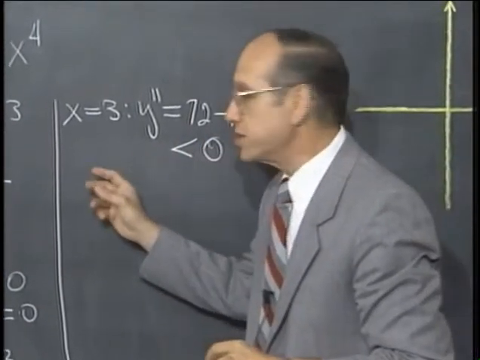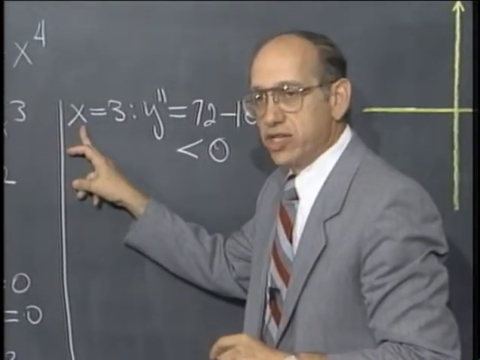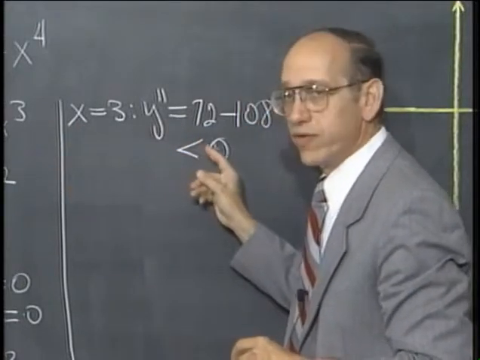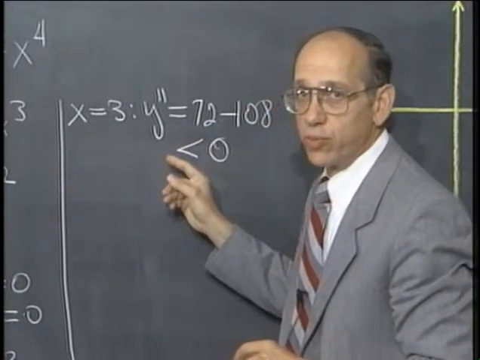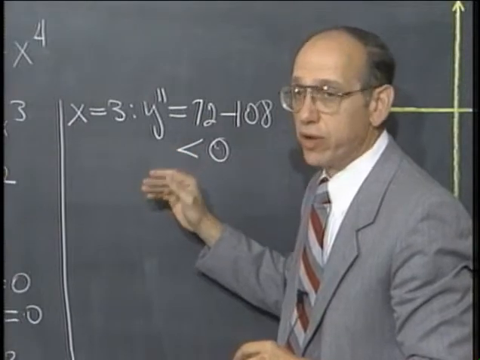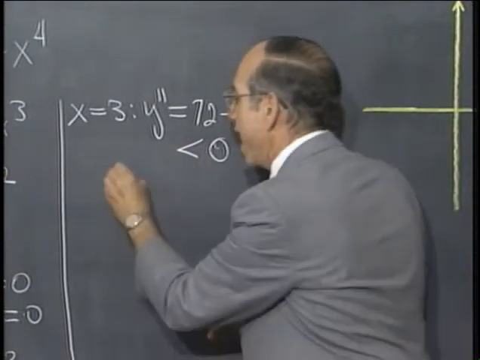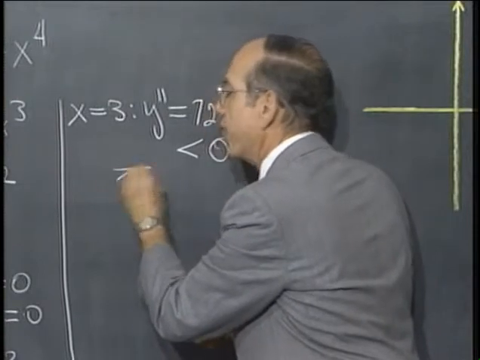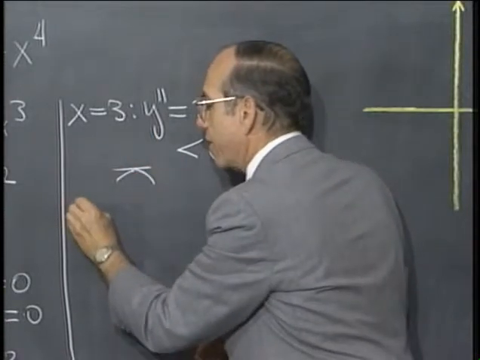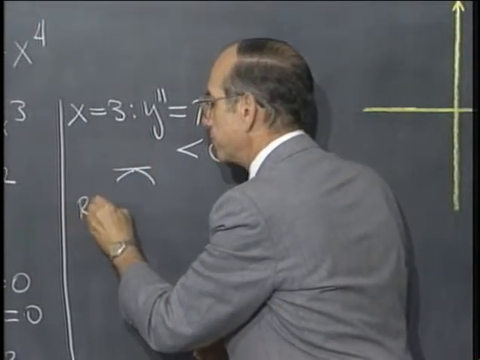Now, what does that tell us? At x equals 3, the second derivative is negative. It's a critical point, so the first derivative is 0, meaning we have a horizontal tangent and it's concave down, and therefore at x equals 3, we have a relative maximum.